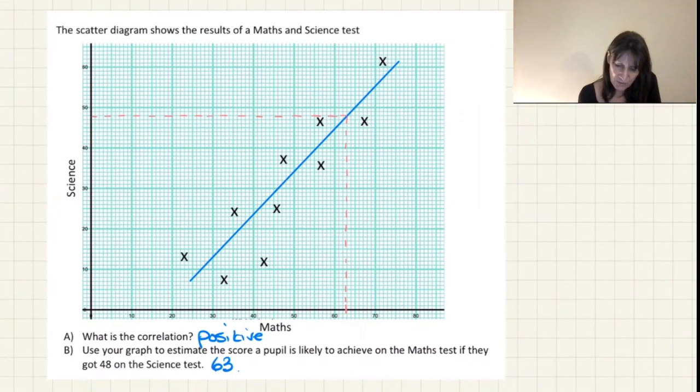We had to go along at 48 for science. So I went to 48 here, hit my line, came down, and I got 63. Now, again, if the angle of your line is slightly different, then you might have something like 62 or 64. And if you've got something like that, absolutely fine. But if you are massively different, then the chances are your line of best fit isn't quite in its best position. So really watch for that. And that's it. That's what we're going to do in our practice.